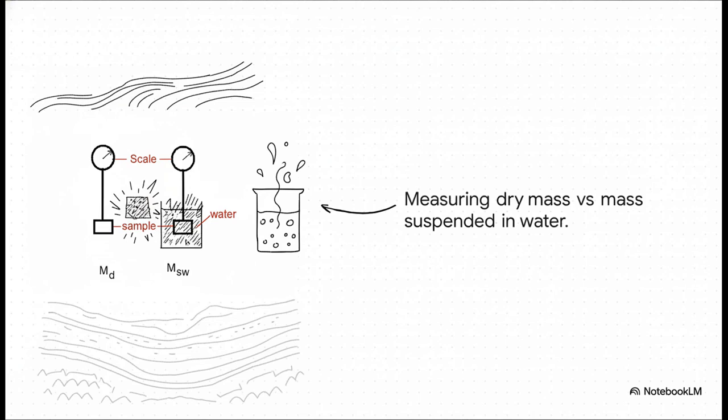So, how do we actually figure this out in the lab? Notice the classic physical experiment diagram we have here. We take a rock sample and measure it in two very different states. First, we just hang it from a scale in the air. That gives us MD, which stands for the dry mass. Then, we take that exact same sample and dunk it straight into a beaker of water. That gives us MSW, which is the mass suspended in water.